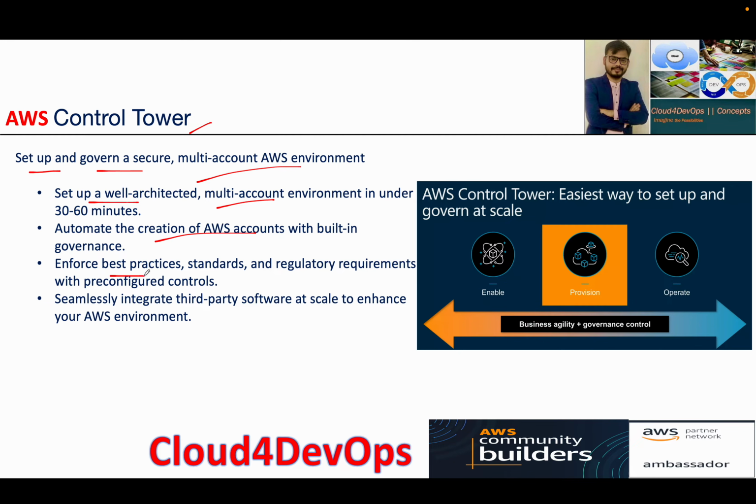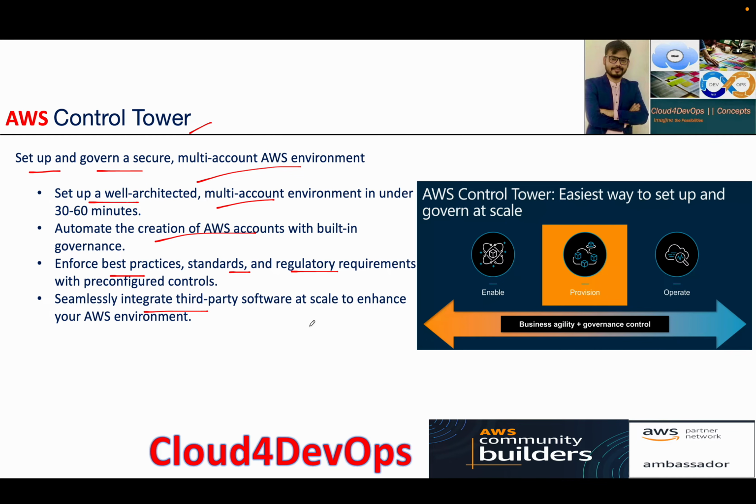Then we are enforcing the best practices, standards, and requirements with predefined controls. When I say predefined or pre-configured controls, they come as predefined service control policies and guardrails, as an example of AWS Config, enforcing some of the restrictions toward your security and compliance system.